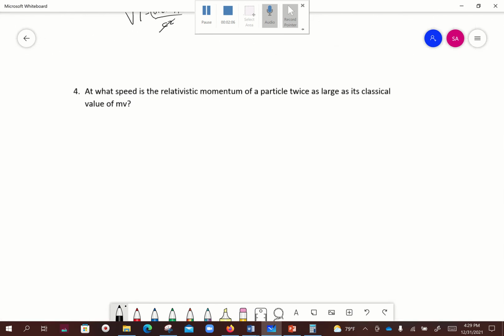Okay, let's do a momentum problem. All right, so what's the equation for the relativistic momentum? The relativistic momentum is equal to the normal momentum, which is the rest mass times v that we did in Physics 1, just divided by this factor, the square root of 1 minus v squared over c squared. What we're told is that the relativistic momentum is twice the classical momentum. The classical momentum is equal to m0 times v.